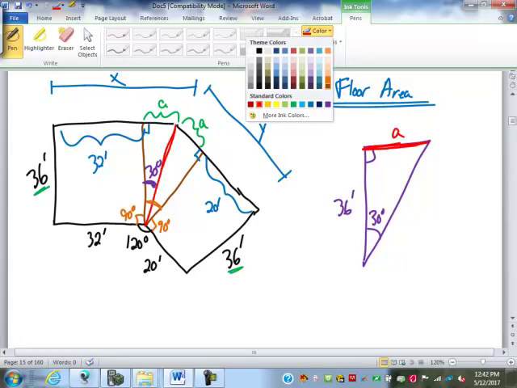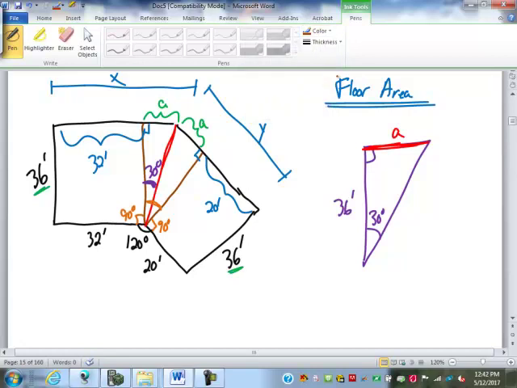How do I find it? Well, according to this angle, what sides do I have? I'm given 36, which is the adjacent side. I'm looking for A, which is the opposite. Trig function that deals with opposite and adjacent: tangent is opposite over adjacent.